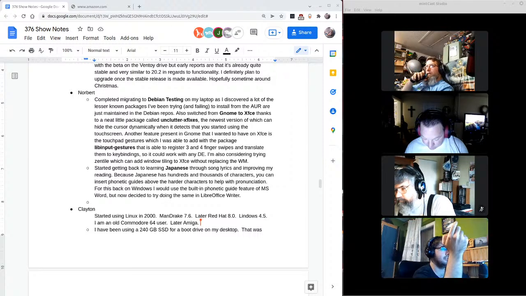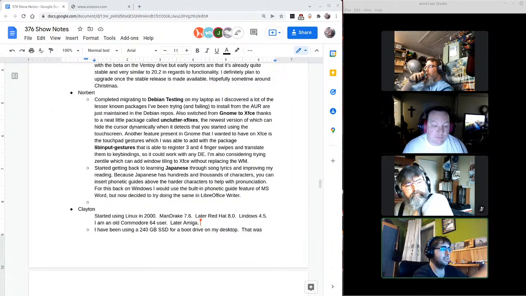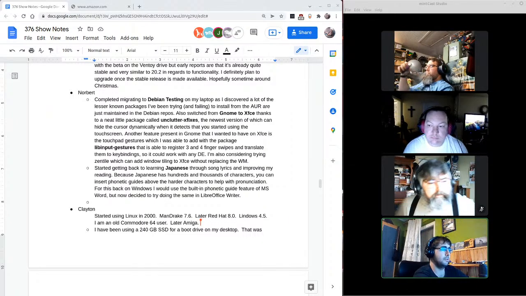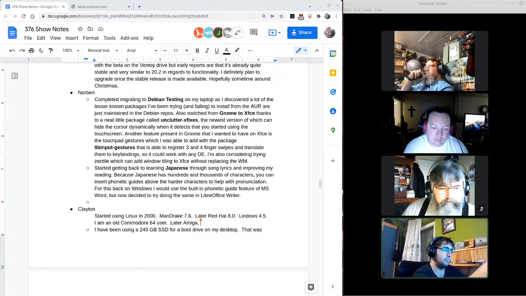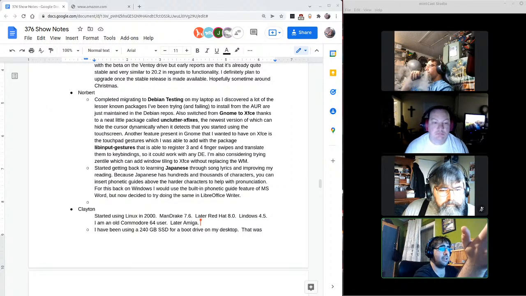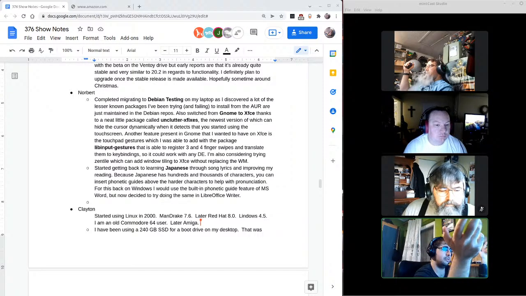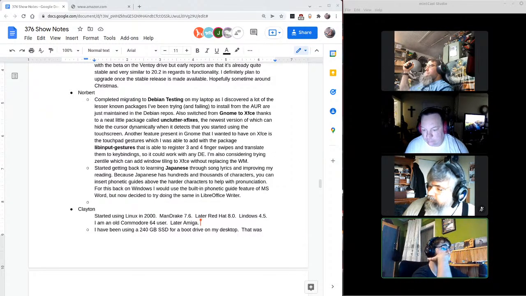And it was a pleasant surprise to find out that I didn't even need to install anything on top of LibreOffice, because on Microsoft Word, I had to download the Japanese language support for the system, and then I could enable that in Word. But on Linux, I think it was just one click of enabling Japanese, and then I could do these phonetic guides in Writer.